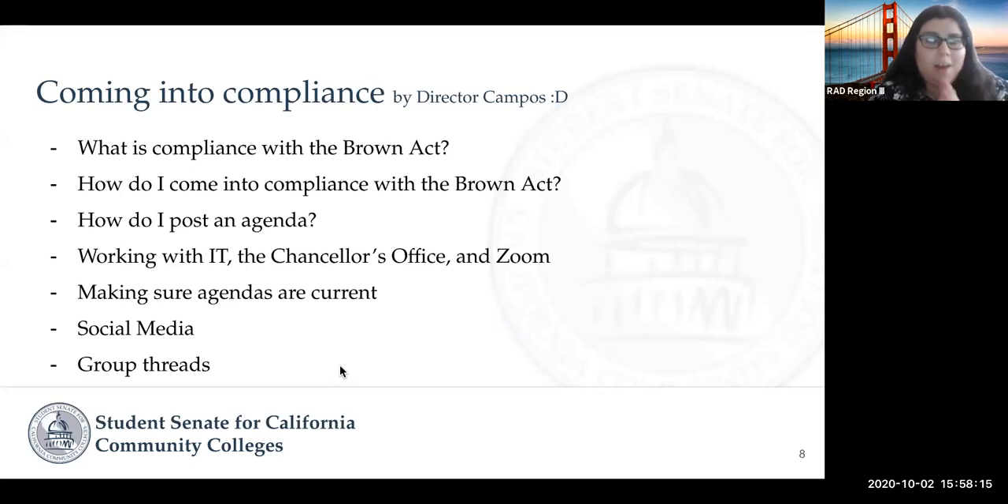All business should be happening within any particular meeting that you may be holding, whether it's your student body association exec board, or your general regular meeting, or any meeting that comes into compliance with the Brown Act.